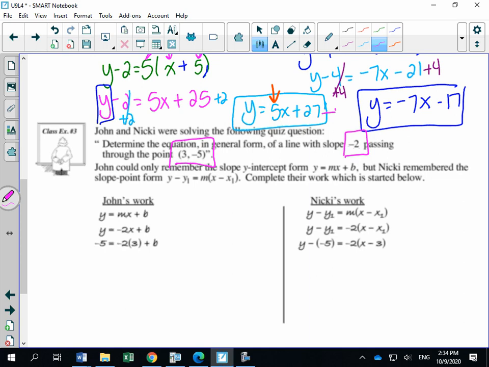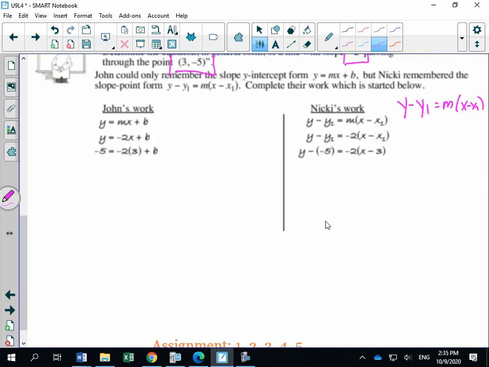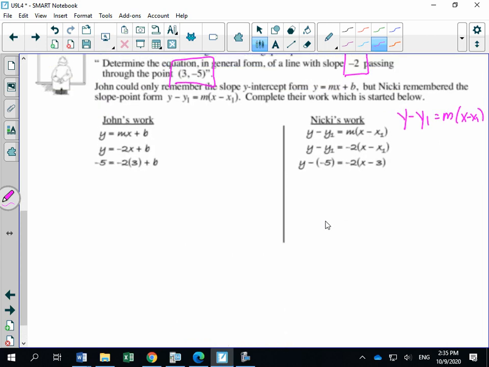So we're going to start with Nikki's work, and she wants to do slope point. So based on getting the slope and a point, let's figure out what the slope point form would be, and then let's convert to general. So y minus y1 is equal to the slope times x minus x1. Okay, fill that in. You should be able to do this. So I'm going to move down here a bit, and let's fill this in. This is my x1, y1, and we've got our slope.